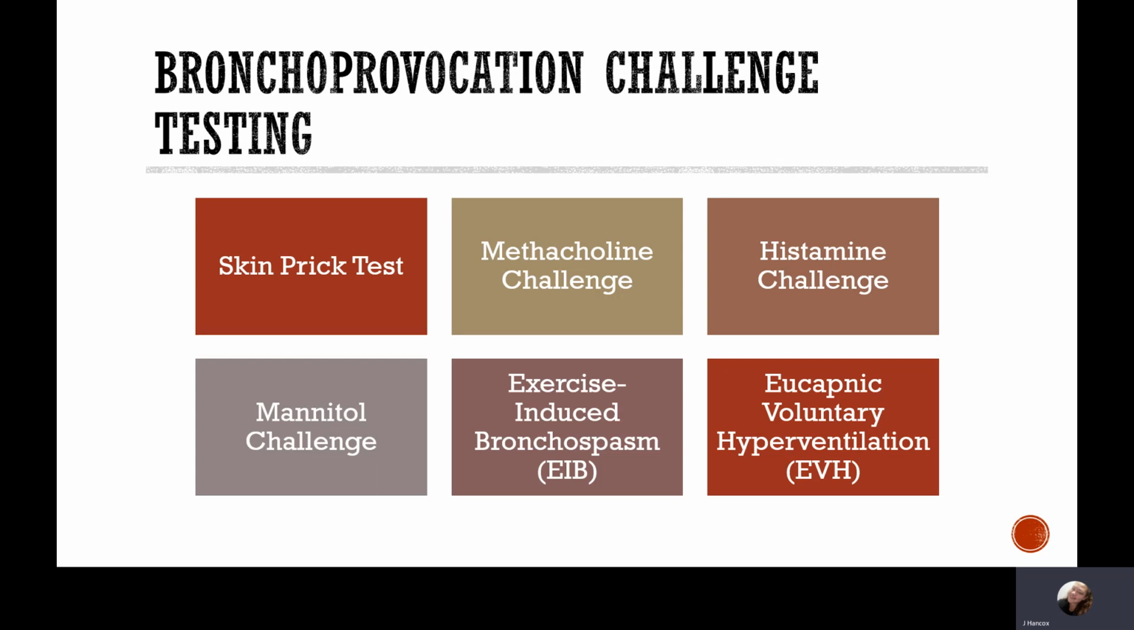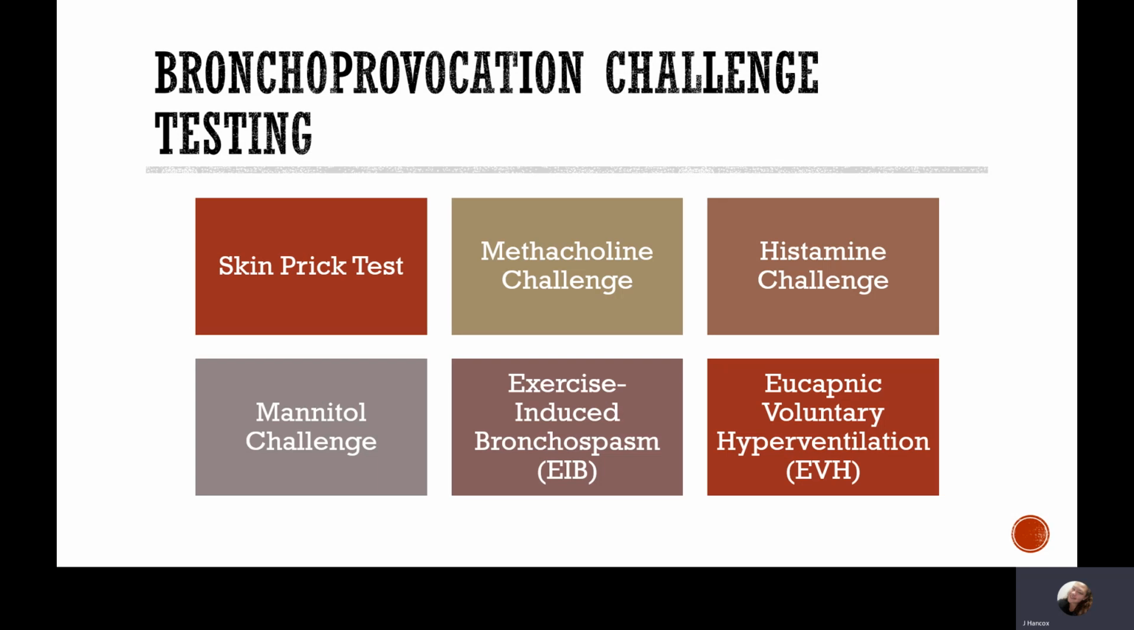Then we'll move on to bronchoprovocation challenge testing. So there are many different tests to do this. This is a way of assessing if a person has asthma or hyperreactive airways. Sometimes you can't see if a person has hyperreactive airways with lung volumes or with spirometry, and in those cases, if we still suspect that they do have hyperreactive airways, we can do bronchoprovocation challenge testing. So there are a few different ones.